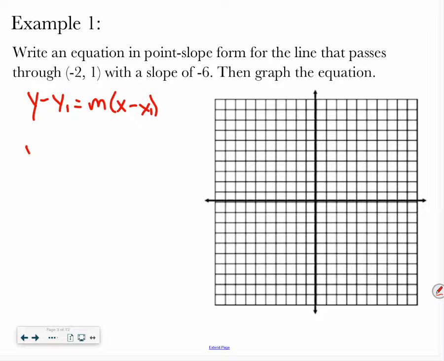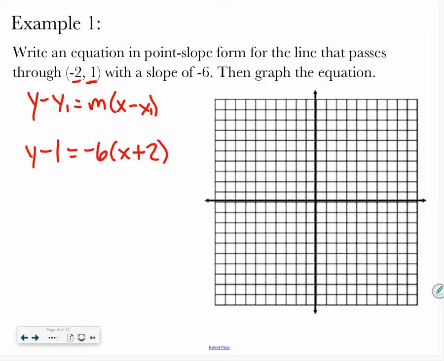So we have y, that first y always stays just y. Then we have y minus our y-coordinate, so minus 1 equals, what's our slope? Negative 6 times this first x also just stays x. So minus 6 times x minus a negative 2. So minus a negative becomes plus 2. So that would be the equation in point-slope form.